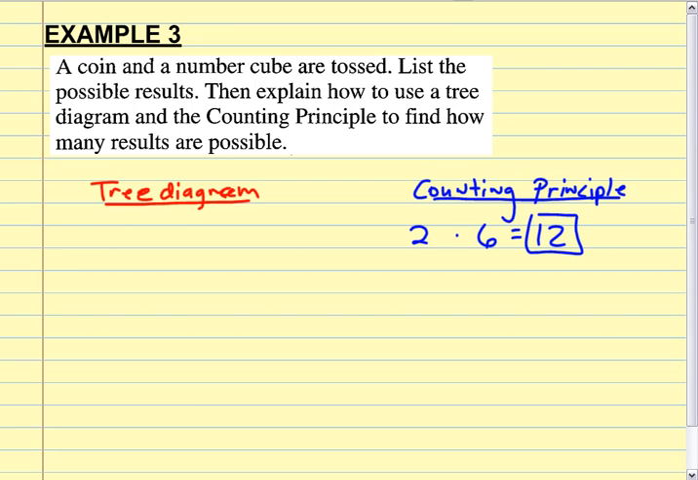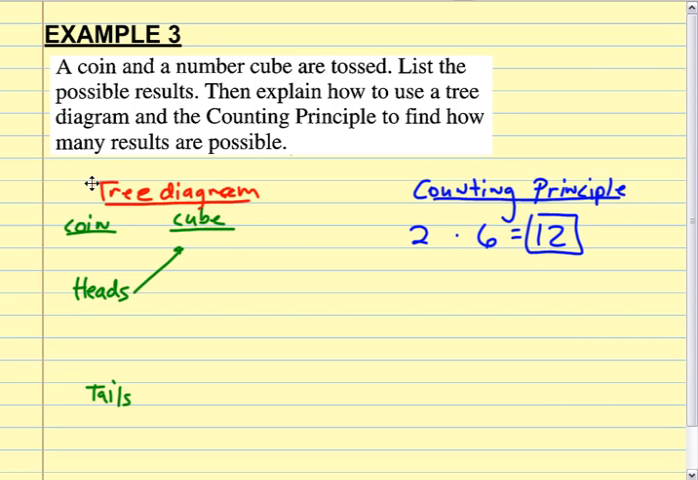Okay? Now, Helena, I want you to help me with the tree diagram here. And again, we'll list it as coin, and then we'll list cube. How many different things are there for the coin? Heads and tails. Heads and tails, right? Now, how many different things can I get from the number cube after I roll heads?